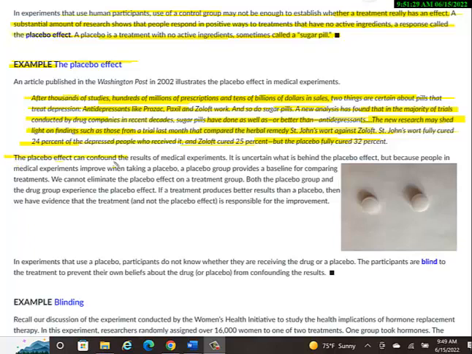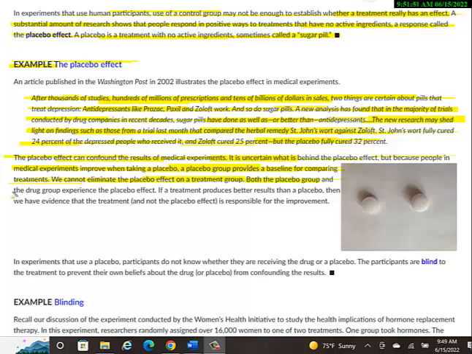The placebo effect can confound the results of medical experiments. It's uncertain what is behind the placebo effect, because people believe in medical experiments and that they improve when taking a placebo. The placebo group provides a baseline for comparing treatments. We cannot eliminate the placebo effect on a treatment group. So what do researchers do in that sense?